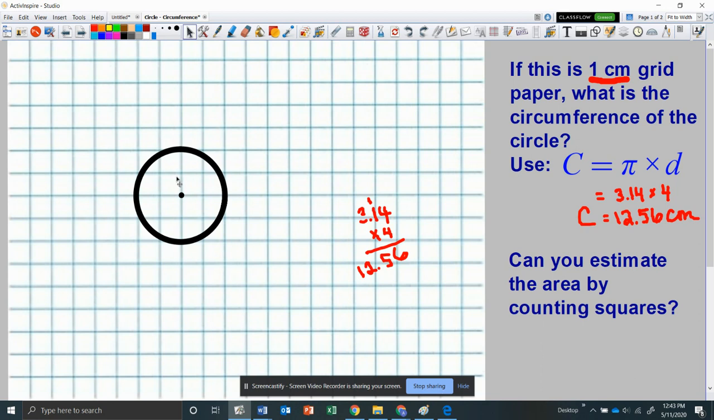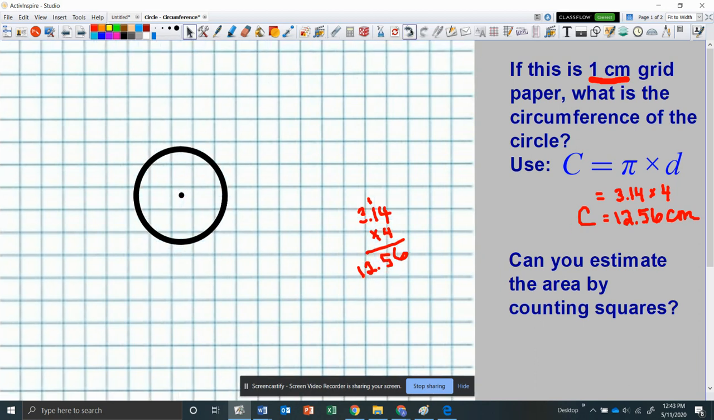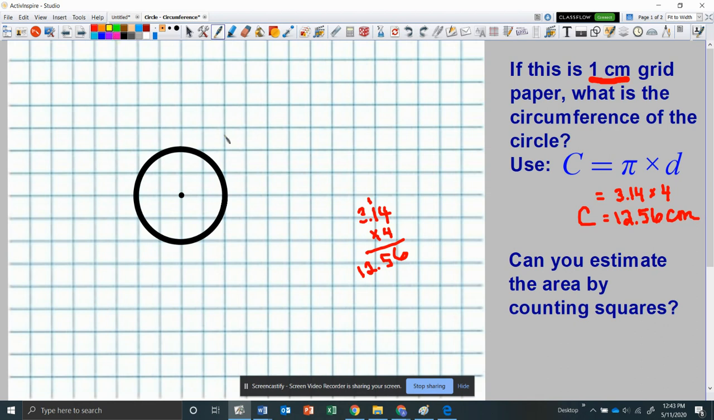You'd go, okay, let's count whole squares first. There's 1, 2, 3, 4. These look almost whole. 5, 6, 7, 8, 9, 10, 11, 12. And then these little pieces, these 4 little pieces might make another one. So I'm going to estimate my area equal to about 13 squares, or 13 square centimeters.